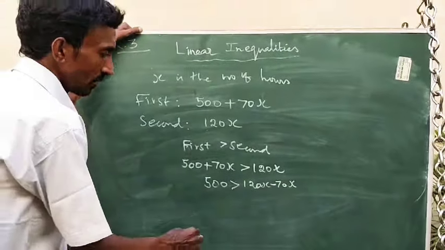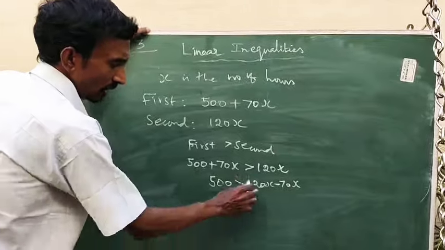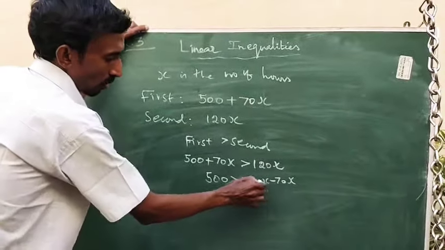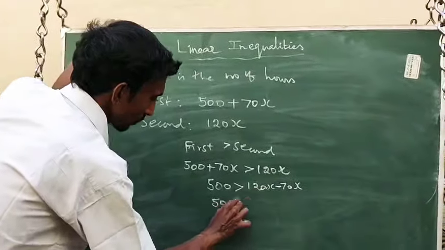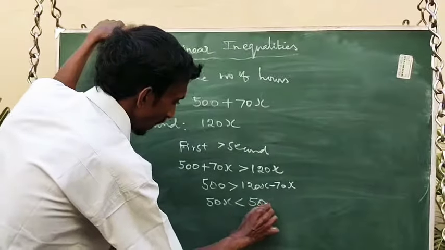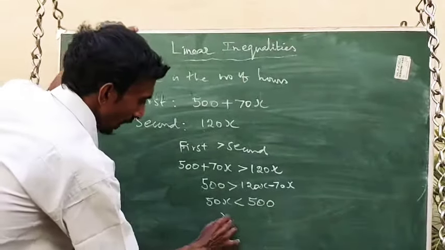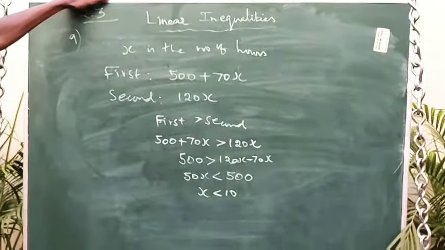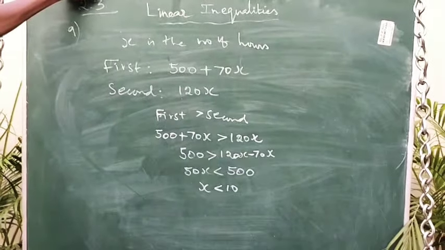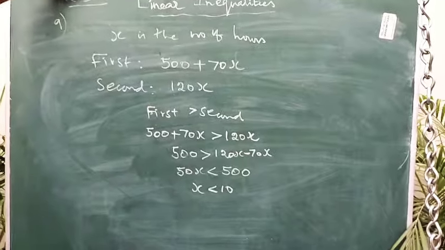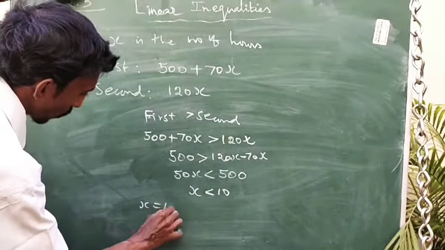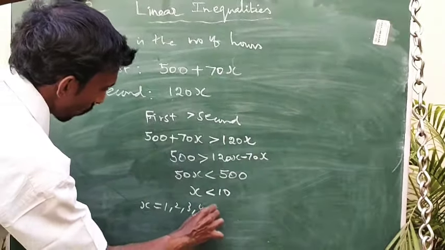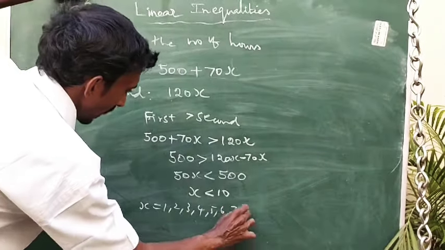So change the side, 500 greater than 120x minus 70x. So what we get, or if you want you can change the side, 50x less than 500. So x less than, divided by 50, x less than 10. So the number of working hours must be less than 10. So x can take the values 1, 2, 3, 4, 5, 6, 7, 8, 9.